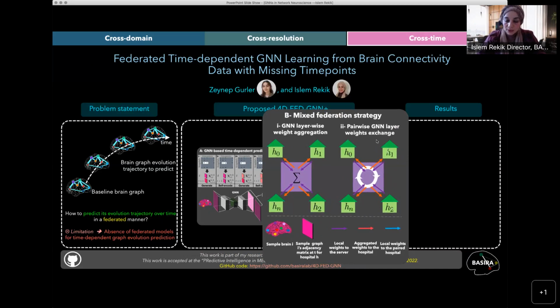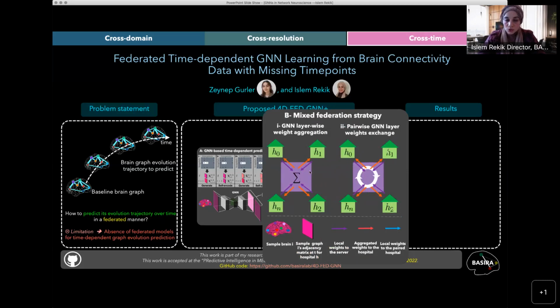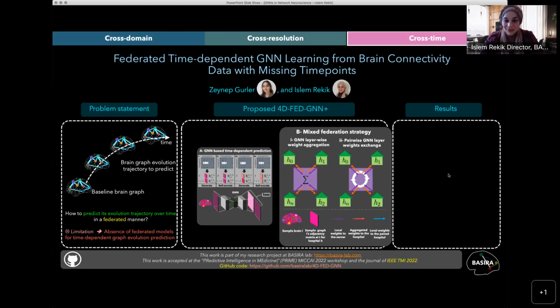And then you have pairwise GNN layer weight exchange. So we alternate between these, exchanging models and averaging models. And what we have introduced in the TMI paper is an ordered way of training hospitals. Basically, these models should not be exchanged randomly. The hospitals with more information need to help the hospitals with less information. And we presented a way of ordering this model exchange and federation in an autonomous and automated manner. This was one of the key components that we also introduced. So if you're interested, have a look at the video and also the paper.